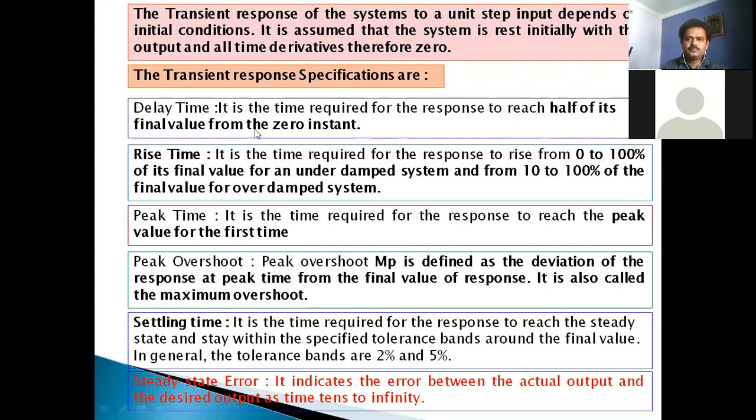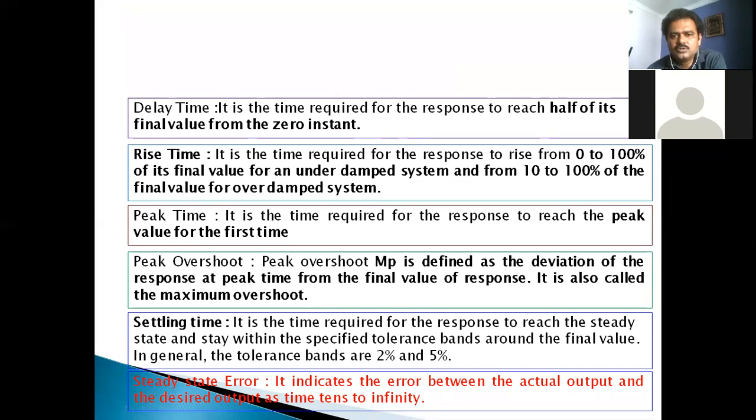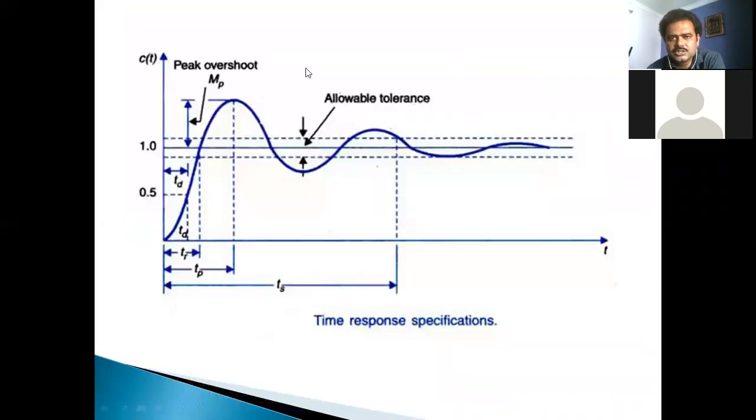the time response of a unit step function depends upon the initial conditions. Here, initial conditions are very important. The transient response, that means this part of the response, up to this point is the transient part. After this, it is the steady state value. So this is a tolerance period, we can eliminate this. That means at this time it reaches the final value.